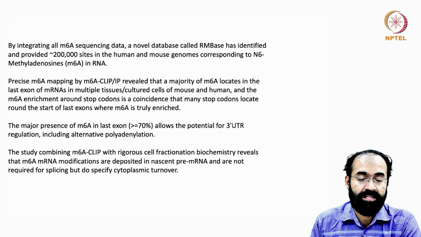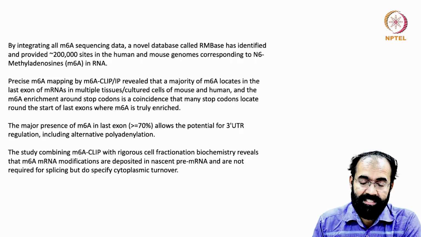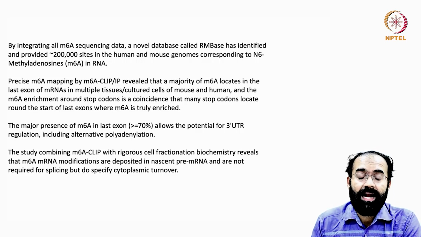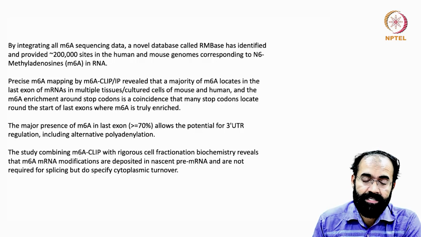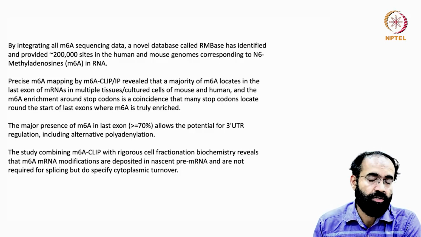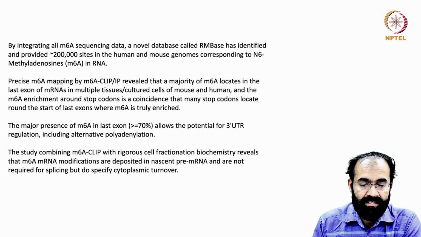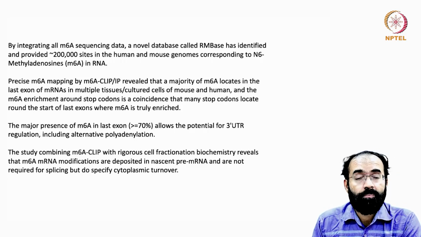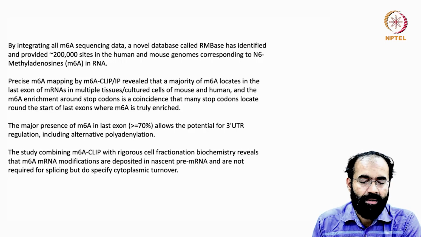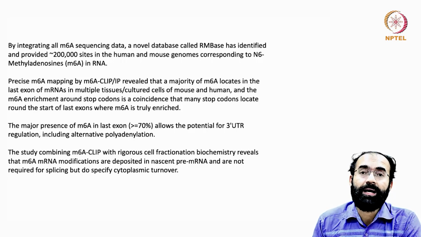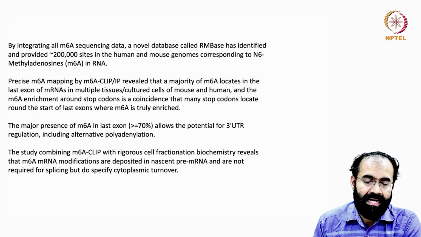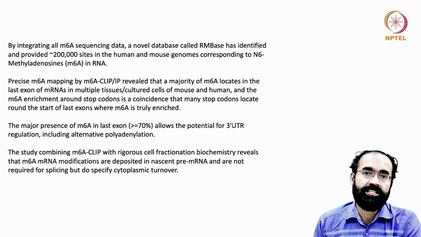So around 200,000 binding sites are present in human and mouse genomes corresponding to the N6-methyladenosines, that is M6A adenosines in the consensus region. Not just a random adenosine, it should match the consensus sequence as you discussed in the previous slide. So the precise M6A mapping by M6A CLIP-IP, a technique used to detect it, has revealed that a majority of M6A locates in the last exon.